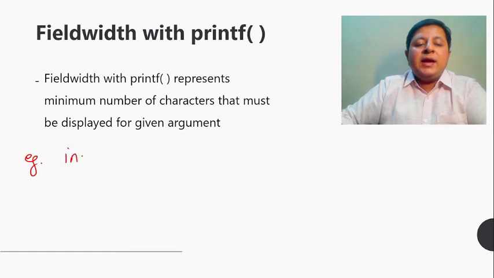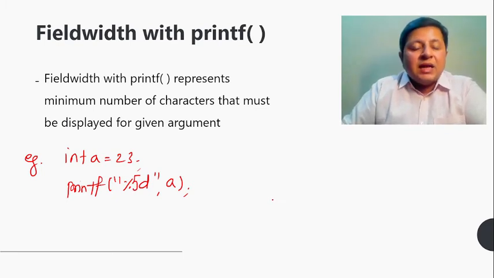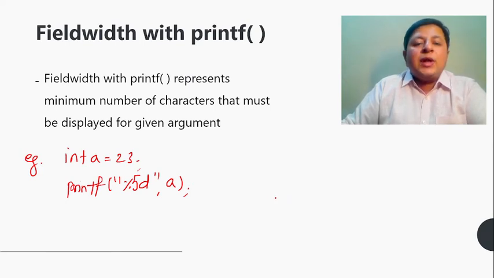Suppose I have int a equal to 23. If I do printf, starting with the simple one first, %d, and a, you're going to get output as 23 straight away, no problem at all. But if I specify the fill width, which I'm specifying here as 5, %5d, what it means is it should have a minimum of 5 characters while displaying the output. How many are there right now? 2, that is 2 digits, or I can say 2 characters when it comes to output. I want a minimum of 5. Less than 5 won't work.